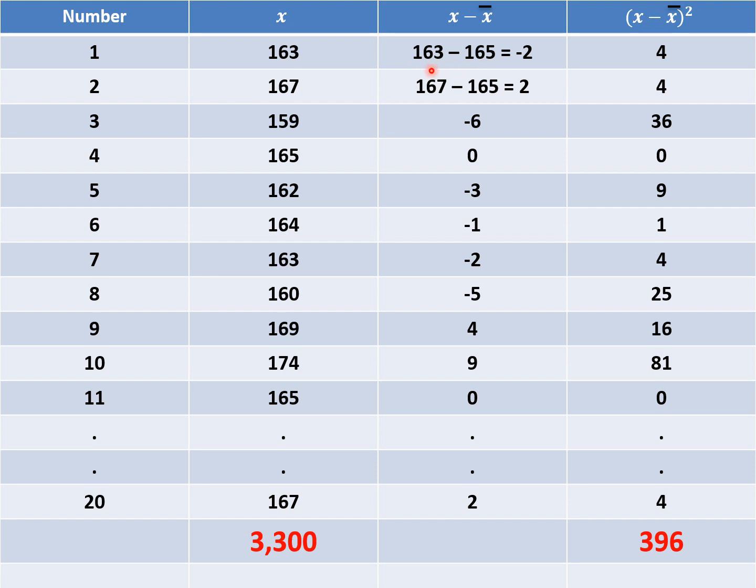Then subtract. 163 minus 165, negative 2. 167 minus 165, 2. 159 minus 165, we have negative 6, and so on. Okay? And then, square each deviation. So, lahat na dito will be positive. Square natin, negative 2 square, 4, 2 square, 4, negative 6 square, 36, and so on. And then, total natin. Okay?